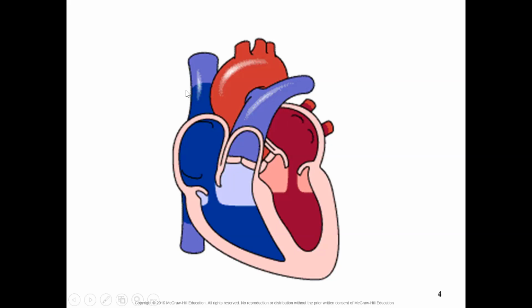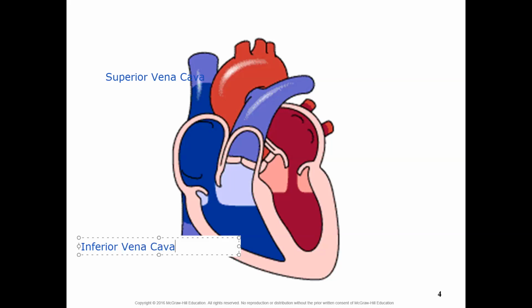Then you can see the major blood vessels in this picture. You see one vein come to our right atrium from the top. This vein is called superior vena cava. Superior vena cava brings deoxygenated blood to our heart from our head, neck, upper chest, and upper limb. The other vein which comes to the right atrium is called inferior vena cava, which carries deoxygenated blood from the parts which are located below the heart.